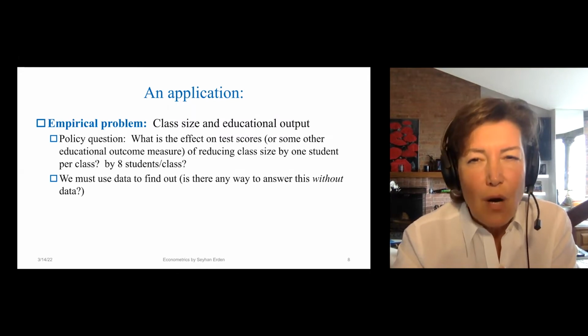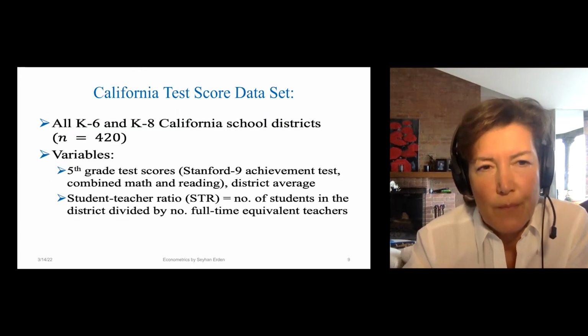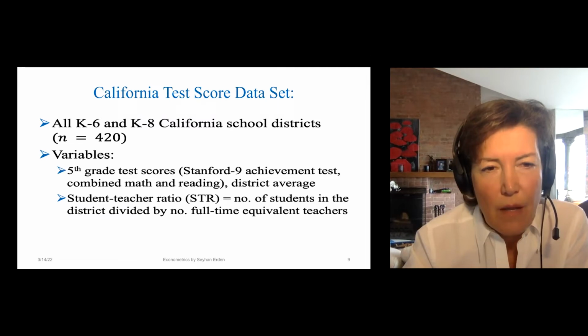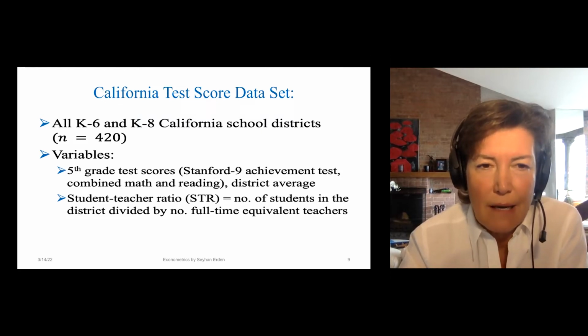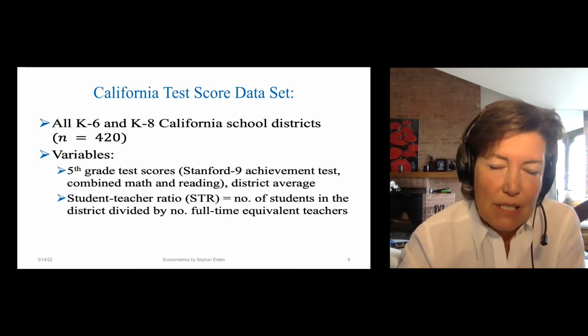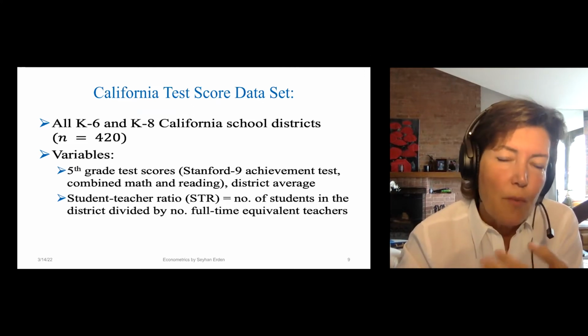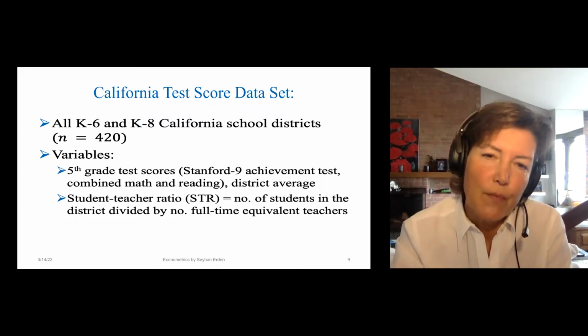Now we're going to have to quantify educational output. So to quantify educational output, we're going to use a standardized test score. So the variables we have, just two variables to start with. So this is really simple right now. We have student-teacher ratio, and we're suggesting that student-teacher ratio may have some causal effect on test scores.